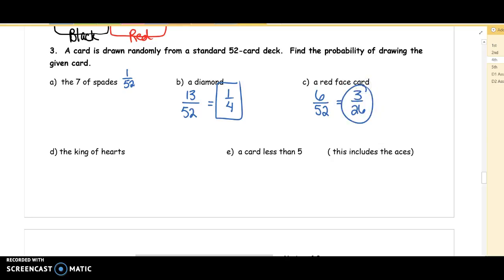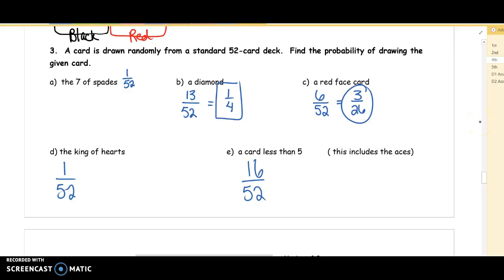All right, I would like you to try D and E on your own. Now, to save some time in our notes, I am not going to simplify the fractions. I'm going to assume that you all know how to simplify the fraction. Your answers should be a fraction in simplified form. So make sure that you're writing yours as a simplified fraction.